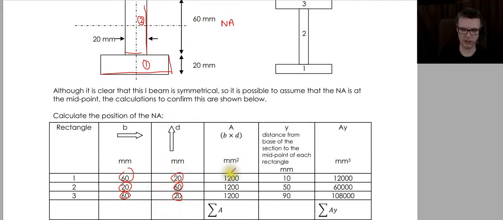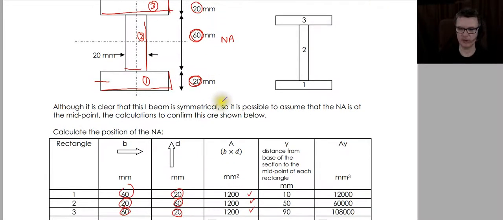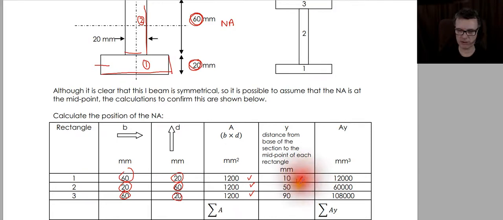The areas are just going to be 60 times 20 each time, so these are all the same. The y-centroids are interesting to see. We've got half of this, that will be 10. This one here, you've got to half your 60, so you get 30, but then plus 20 on top of that, so that gives you 50. And then the top one will be half of 20, so that's 10, plus 60 makes 70, plus 20, that makes 90. Okay, so that's giving me my y's.